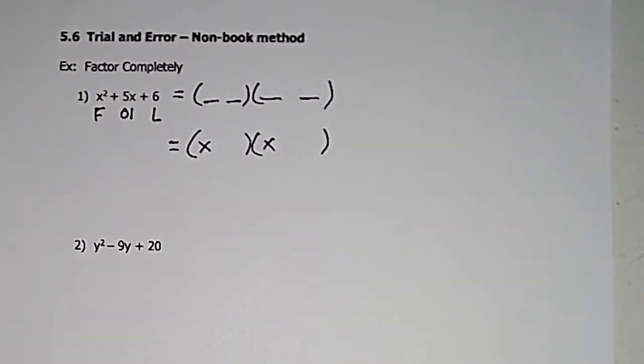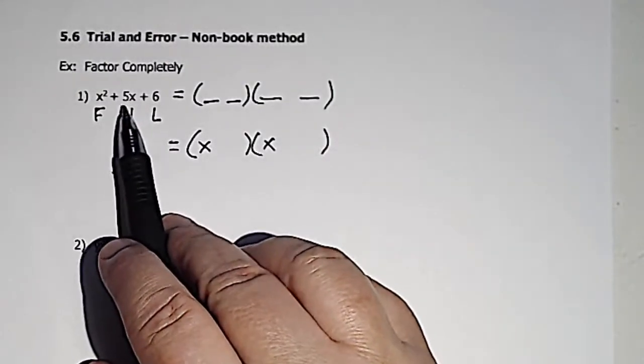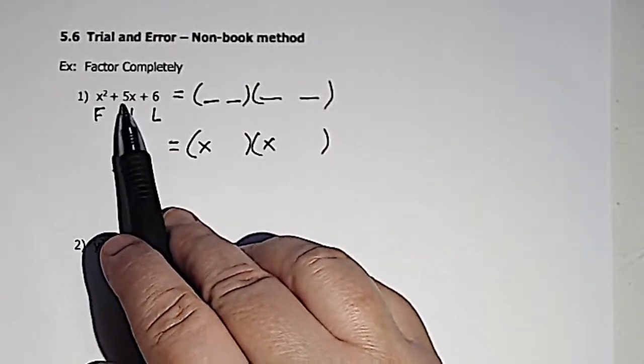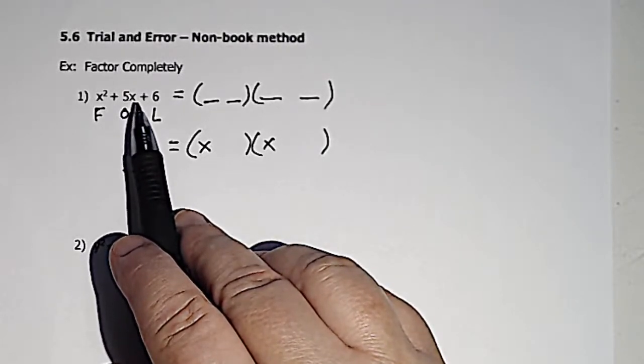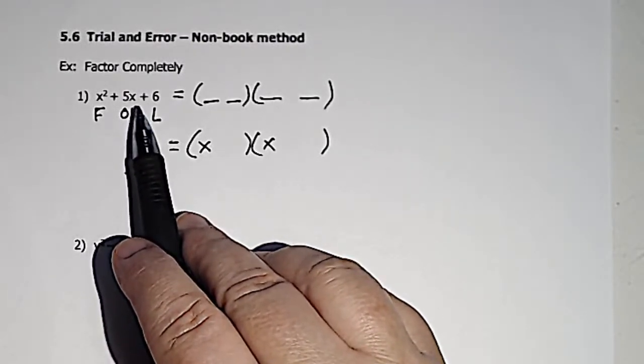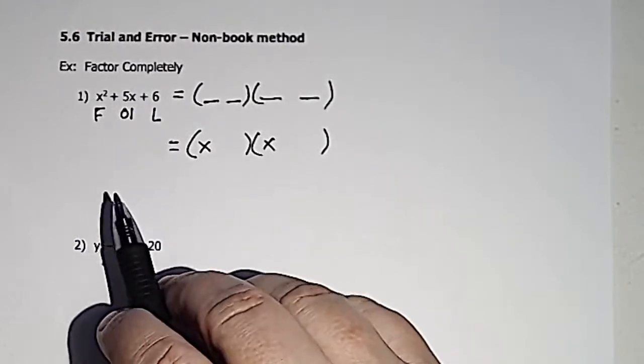X times x is x squared. Now, the 5x is a little hard because basically what I'm looking for is two numbers that add to 5. And you can imagine there are a lot of these: 5 plus 0, 1 plus 4, 2 plus 3, 3 plus 2, etc.